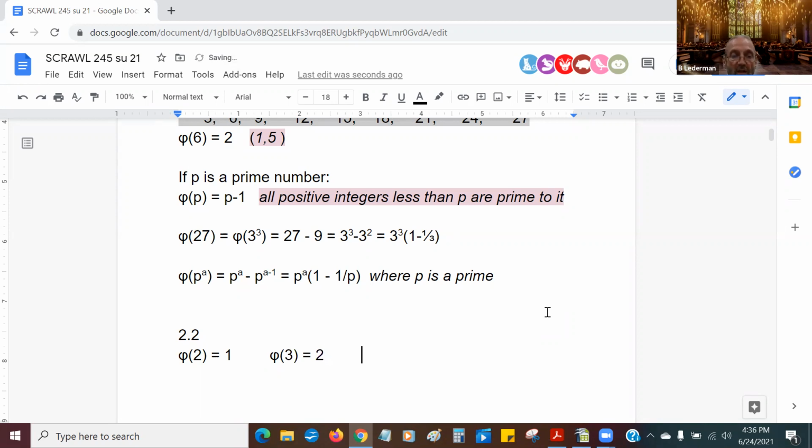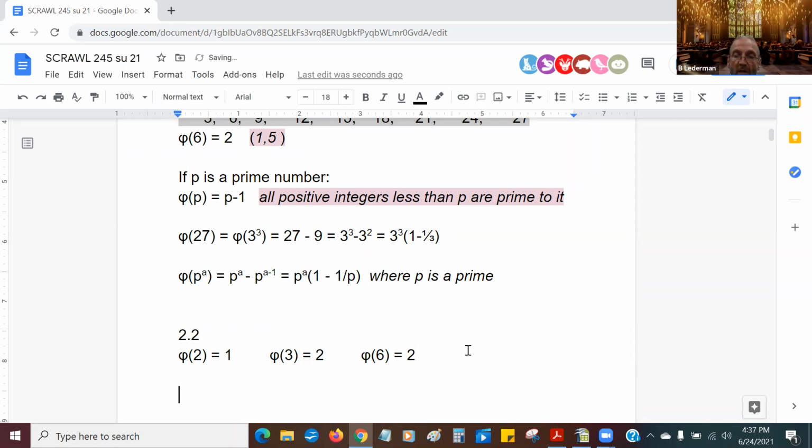Phi of 6 is, we gave that example before, 2, because it was just the numbers 1 and 5. I have it right here. Phi of 6 equals 2, which is 1, 5. So notice that phi of 6 is equal to phi of 2 times phi of 3. In fact, let's look at some of these other numbers here.